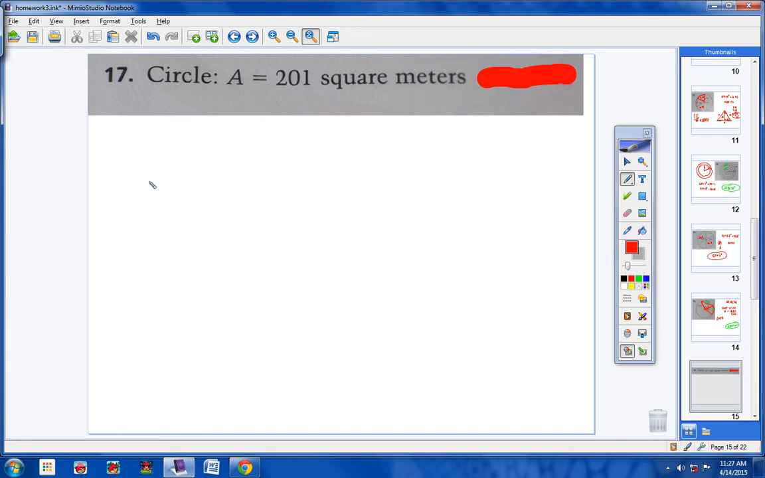Now, the circle has an area of 201 square meters. Alright, 201 square meters. So, if I want to find the radius, first of all, the area of a circle is pi r squared, okay? So, for area, I put 201. See what I'm doing? For pi, I put 3.14. And now I just solve for r squared. That's it. You're trying to solve for r, so get r by itself.